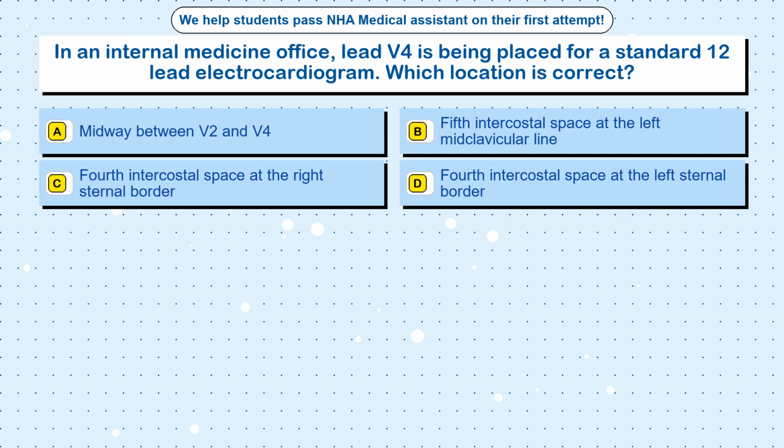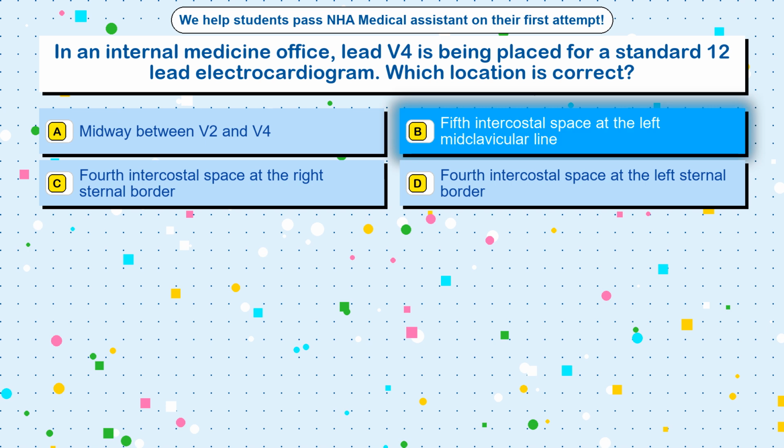Question 41. In an internal medicine office, lead V4 is being placed for a standard 12-lead electrocardiogram. Which location is correct? Option A. Midway between V2 and V4. Option B. 5th intercostal space at the left midclavicular line. Option C. 4th intercostal space at the right sternal border. Option D. 4th intercostal space at the left sternal border.